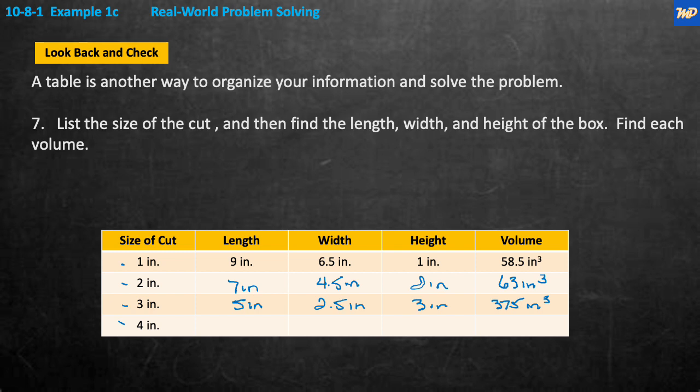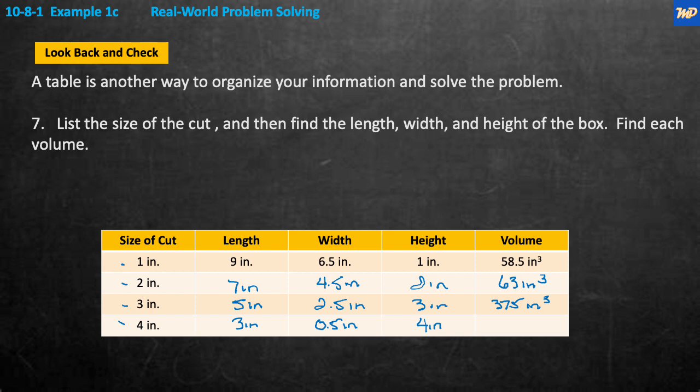And now we'll go to the last one, 4. If we do the 4 inch corners, 11 minus 8 is going to be 3 inches. And 8.5 minus 8 is going to be 0.5 inches. That's the width of our box. The height of the box is going to be 4 inches tall.